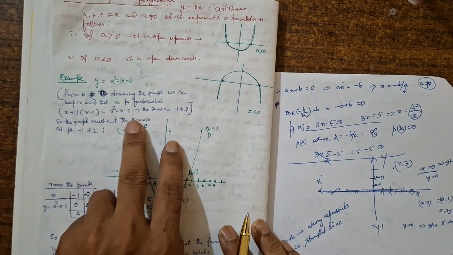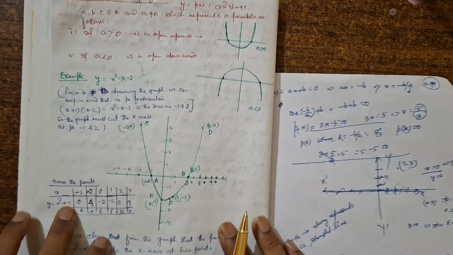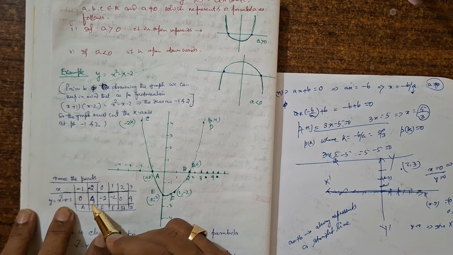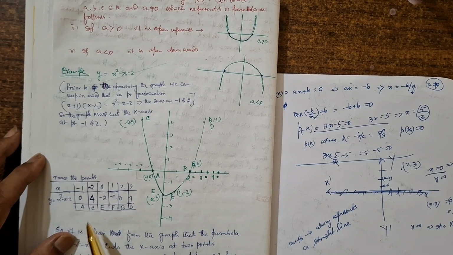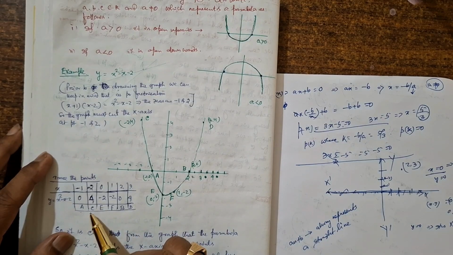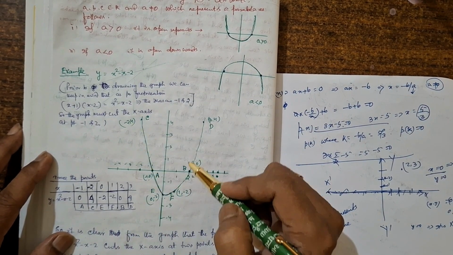I have told you, x square minus x minus 2: always try to keep it 0 for x or y. Then it will be easier to draw the points. Then these are the points A, C, E, F, B, D. Every point is depicted here.